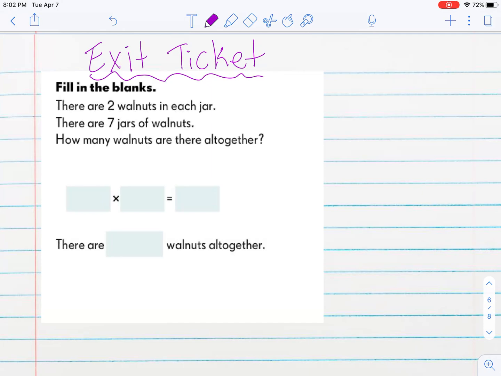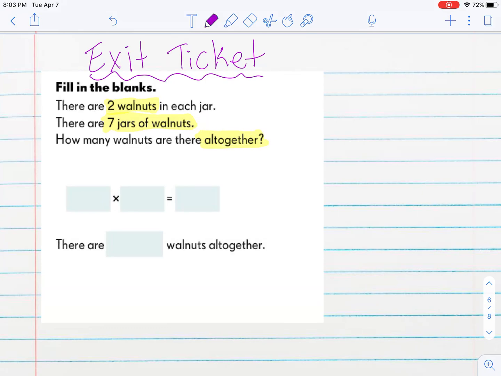Okay, there are 2 walnuts in each jar. There are 7 jars of walnuts. How many walnuts are there all together? So there are 2 walnuts in each jar. There are 7 jars of walnuts. How many walnuts are there all together?